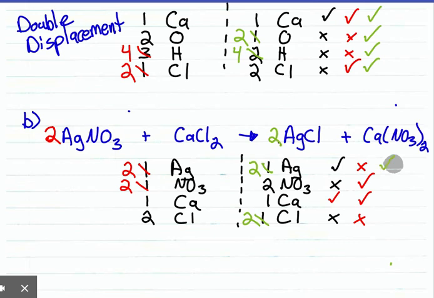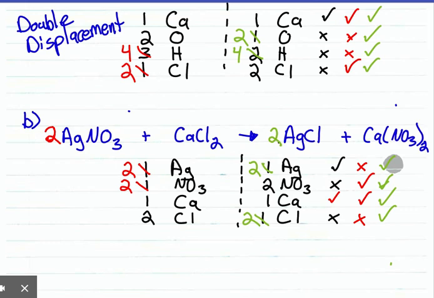So my silver is good. My nitrate is good. My calcium is good. And my chlorine is good. So that means I've successfully balanced the chemical equation because everything's checked off.